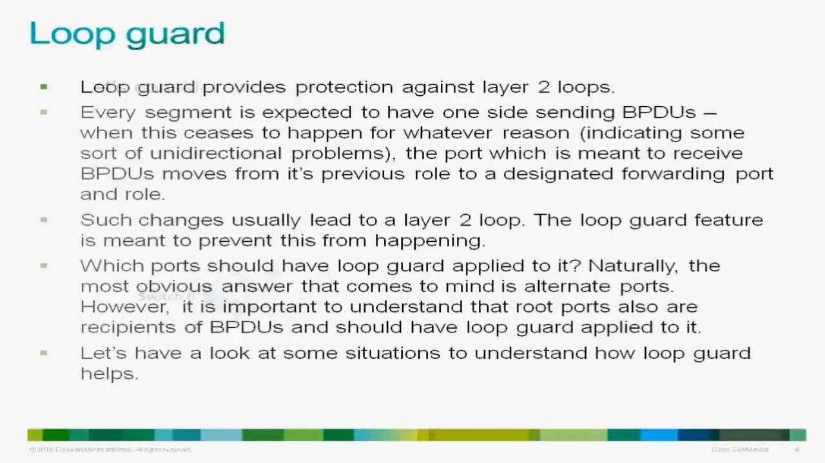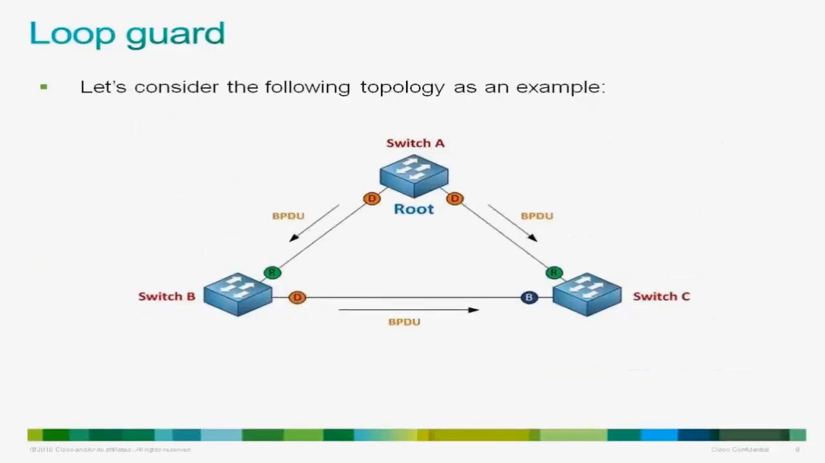I'll explain this with an example. It's a very straightforward triangle topology. You have switch A, switch B, and switch C. Switch A on top is your root bridge for, let's say, VLAN 1. You can see the port roles, I've mentioned them in the diagram itself. Switch B's connection to switch A is the root port, switch C's connection to switch A is the root port, and switch C is blocking its interface towards switch B.